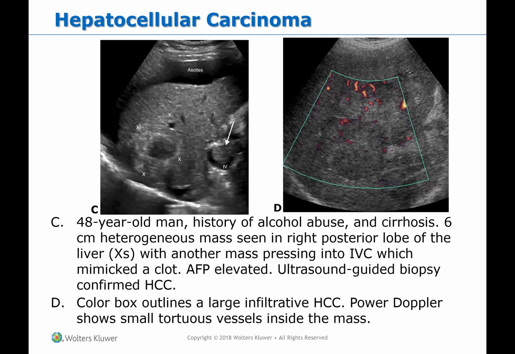The color box outlines a large infiltrative HCC. Power Doppler shows small tortuous vessels inside the mass. So like what I say about malignant studies, they're going to have more tortuous little vessels. They're going to be irregular. They're going to be hypoechoic. They're going to take in the sound. They're not going to have any acoustic enhancement.